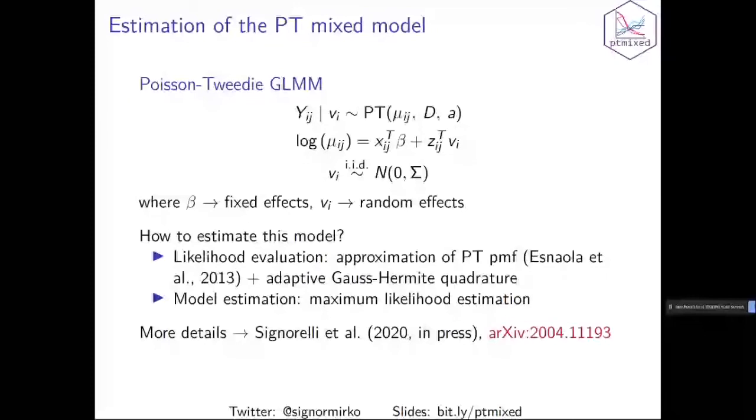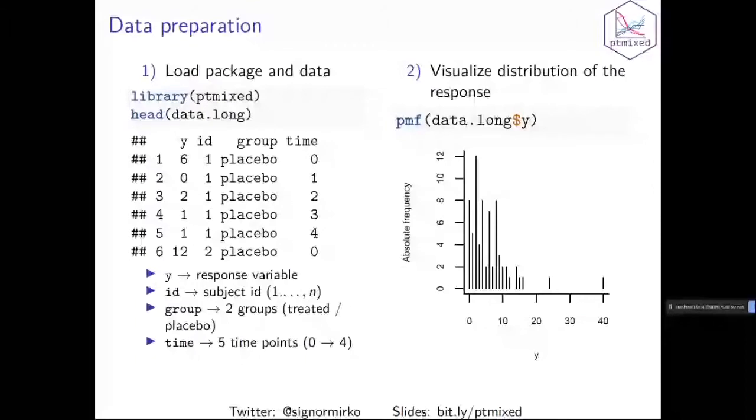Now I would like to briefly illustrate the functionalities of the package. So let's consider an example dataset where Y is the response, ID is the subject identifier, individuals belong to a treatment or a placebo group, and observations are taken at 5 consecutive time points. The first thing that we can do is to have a look at the distribution of Y with the PMF function that plots the empirical distribution of Y.